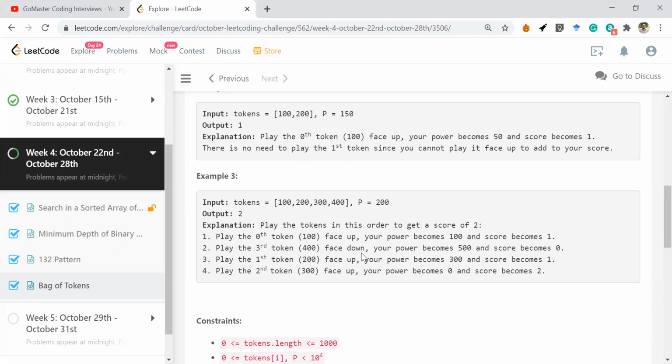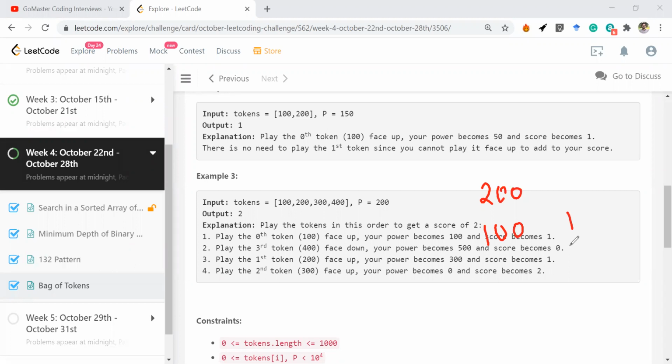The third example is a little more elaborate. We have an initial power of 200, so we can actually use it on any one of these to start with. But because there is no clear difference between any one of them, it doesn't matter which. I'm going to just use it on the smaller one because at least I'll be left with more power, and I'm going to gain only one score no matter which token it is. So right now my power is reduced, say from 200 to 100, and also I have a score of one.